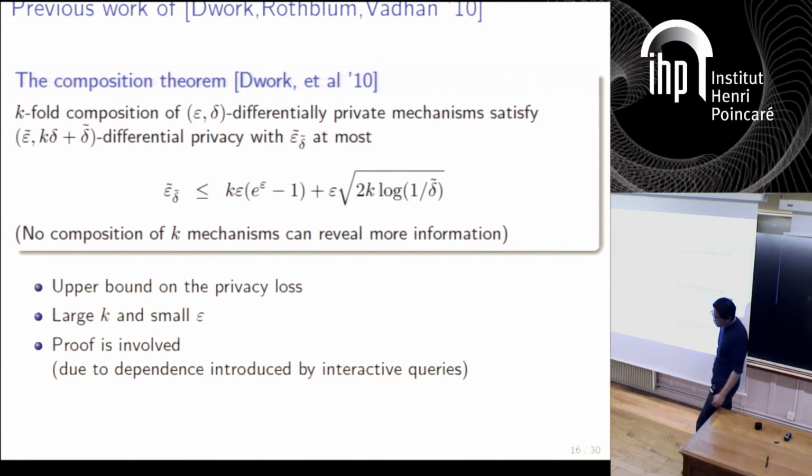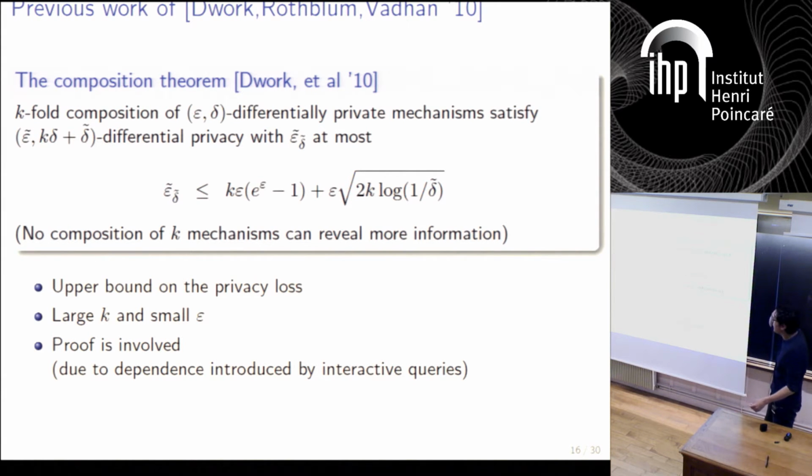And this result provides an upper bound on how much privacy is lost. And this is quite good or tight if we're looking at large k and small epsilon regimes. And the proof is somewhat involved, meaning that there's a lot of algebraic calculations that need to be done to make sure that the dependencies due to the interaction of the queries don't cause any problem. Next queries are allowed to depend on previous query outputs.